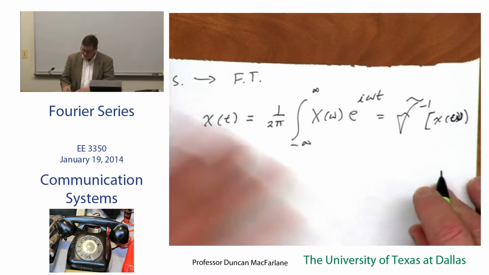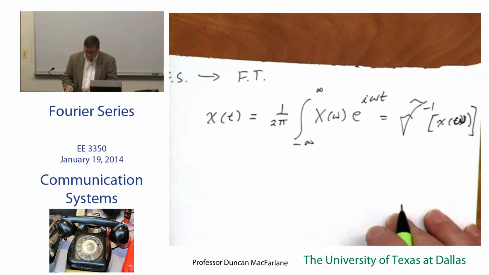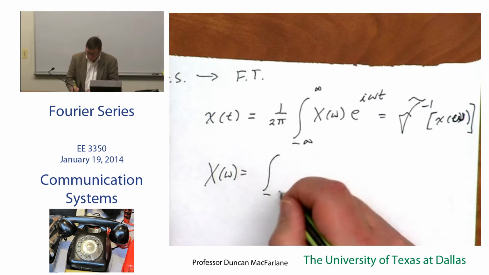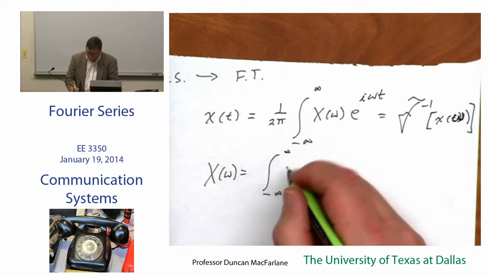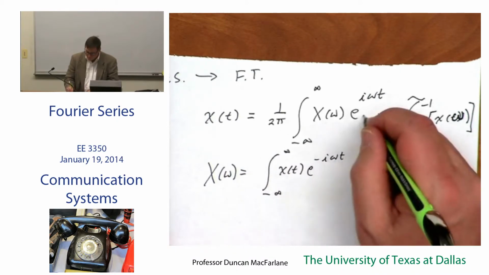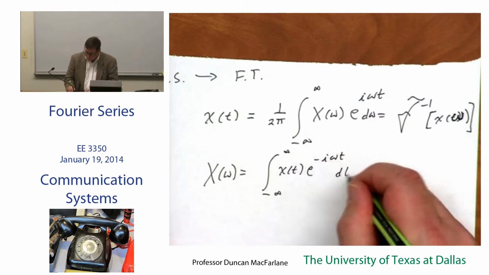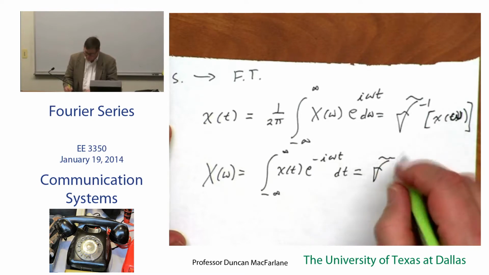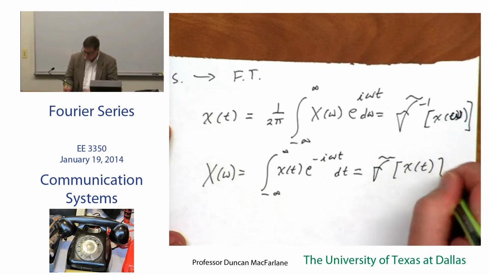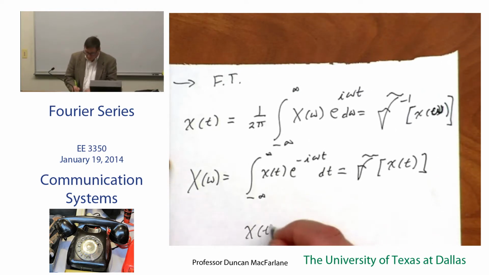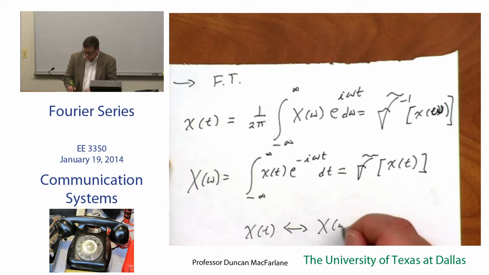off screen. Good, you can't see my horrible penmanship. d omega dt. Come on, jump down my throat when I make those mistakes. It's fun. So, as you know, x of t and capital X of omega are a Fourier transform pair.